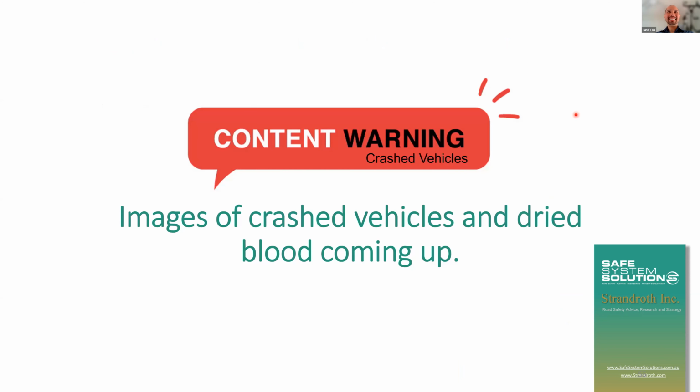Nice work. Okay, so just a bit of a heads up. There are images of crash vehicles and interior vehicles with dry blood coming up. So if you look at the exterior vehicle, and now we're going to move on to the interior vehicle.